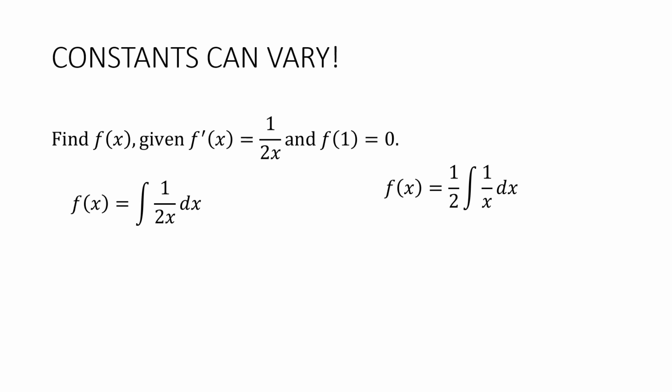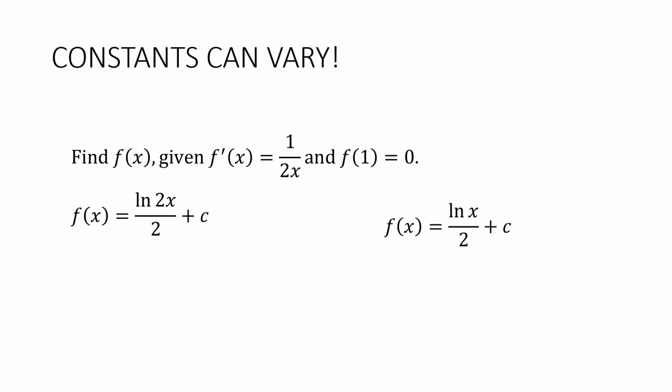Okay, same question. In this case, it's a reverse chain rule. It's going to be ln 2x divided by 2 plus c. But here, it's going to be a half ln x plus c. Now, how can both of these answers be correct? It's the same question. Well, the answer is the constants are different.